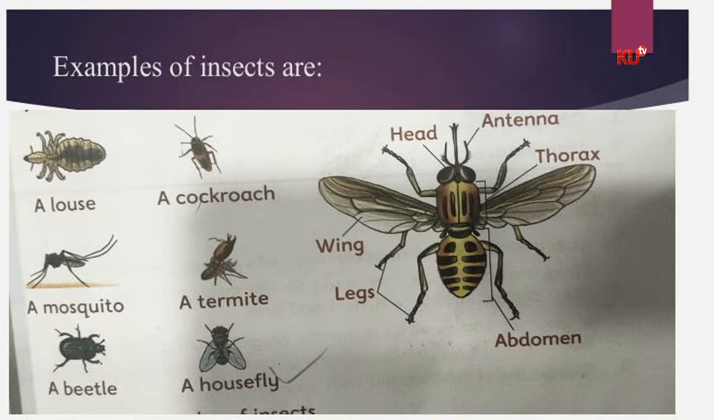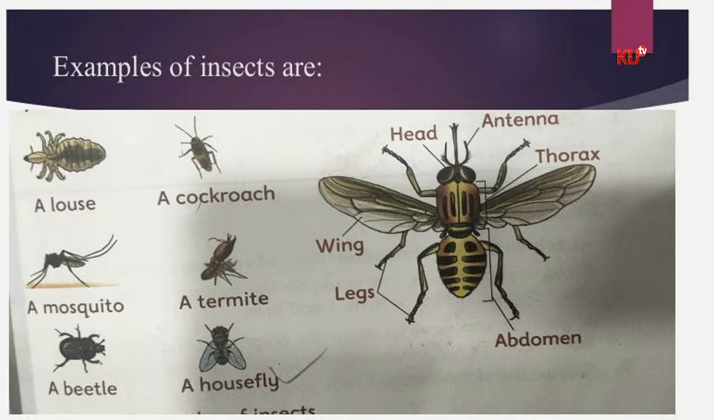We also have the termite. Okay, the termite has wings, but ants, which are associated with termites, do not have wings. So ants, beetles, louse do not have wings, but they fall under the category of insects. Those are the few examples of insects that we have there. You can add as many as you can. You can add butterfly. You can add many others that fall under the group of insects.